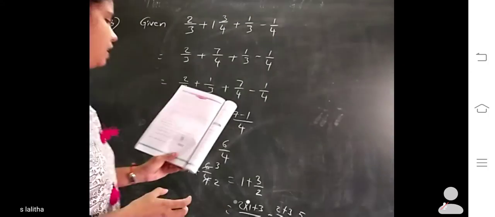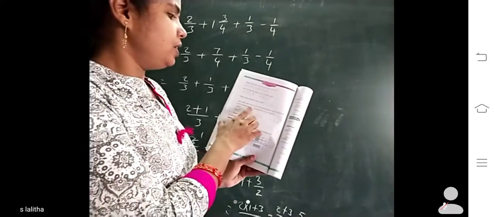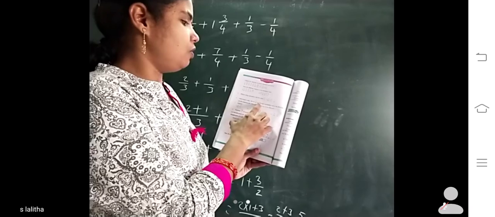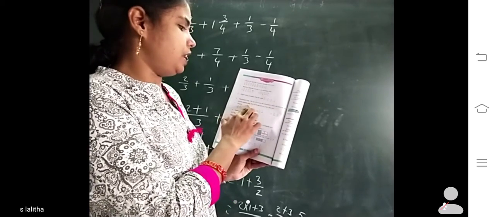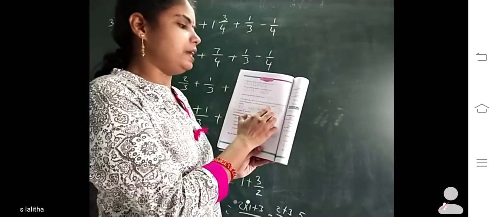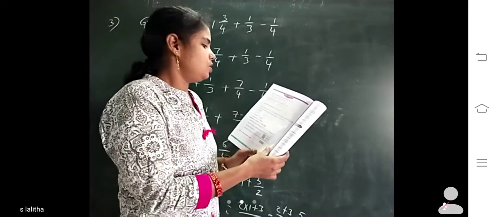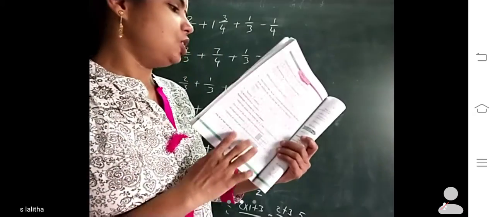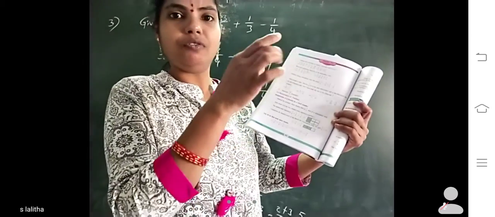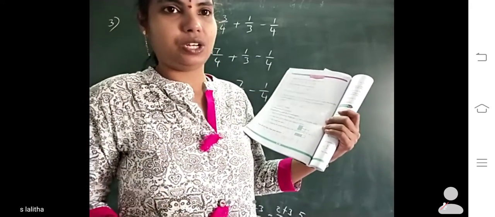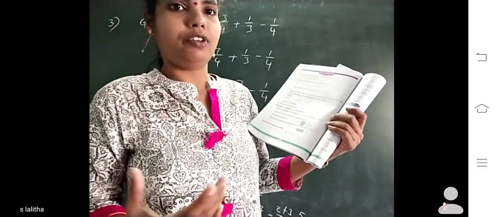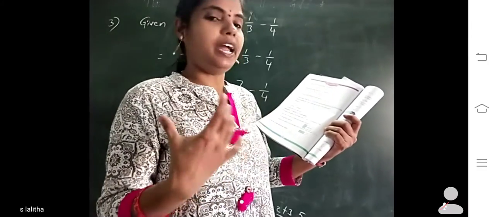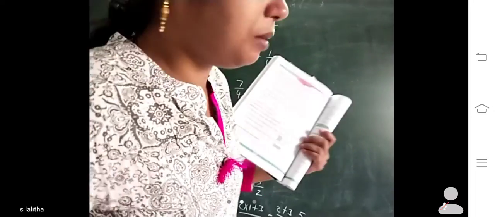Next question, see. Neha bought a cake. She ate 7 by 15 of the cake immediately, and in the afternoon she ate the remaining part. How much part did she eat in the afternoon? So, Neha bought a cake. She ate 7 by 15th part of the cake immediately, and the remaining part she ate in the afternoon. What is the part she ate in the afternoon? You have to find it. Okay.